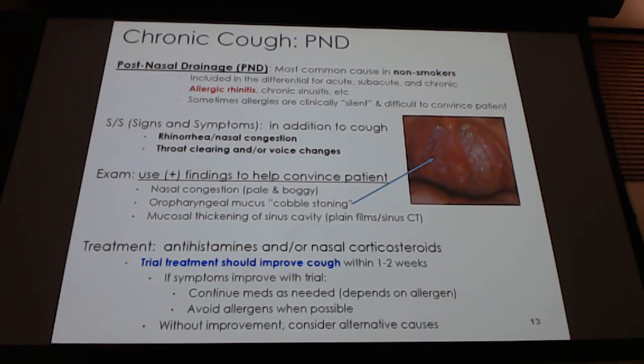Alright, so postnasal drainage, this is the most common. Anyone that sees clinic will tell you that when someone comes in and they're like, I've been coughing for a month, I've been coughing for 2 months, a lot of times, we will identify some sort of chronic allergic condition, something that is causing postnasal drainage.